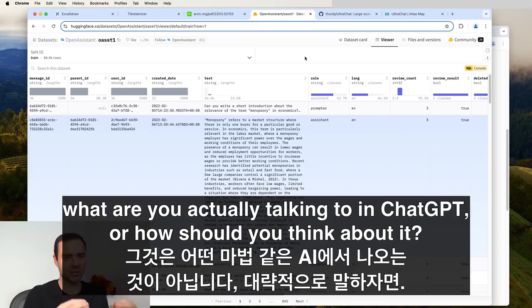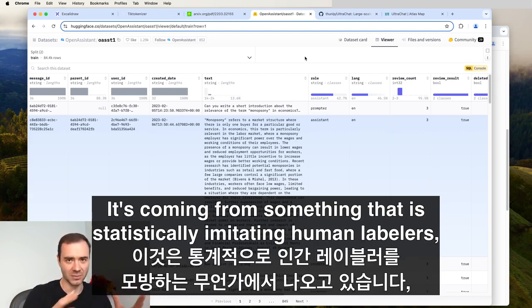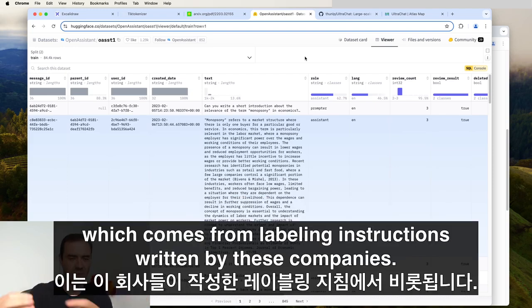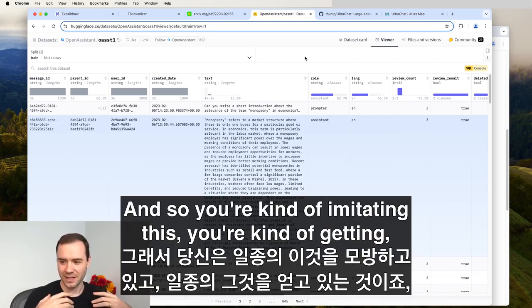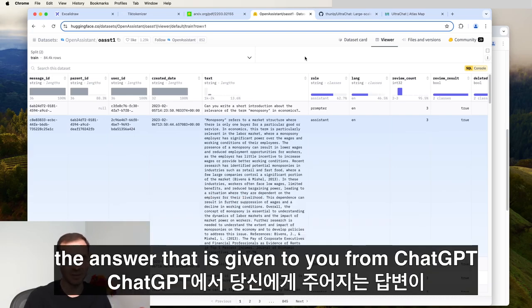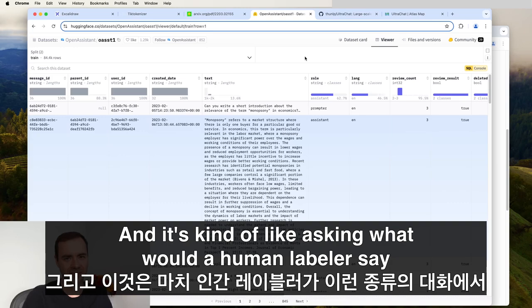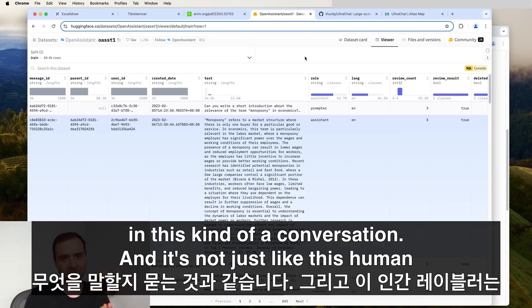So what are you actually talking to in ChatGPT? Or how should you think about it? Well, it's not coming from some magical AI, roughly speaking. It's coming from something that is statistically imitating human labelers, which comes from labeling instructions written by these companies. It's almost as if you're asking a human labeler. Imagine that the answer given to you from ChatGPT is some kind of a simulation of a human labeler. It's like asking, what would a human labeler say in this kind of a conversation?